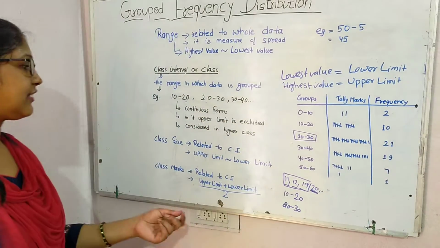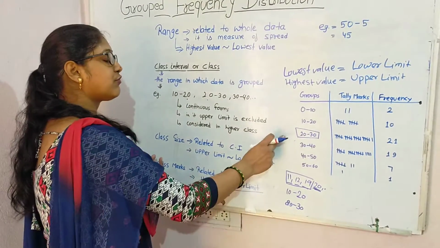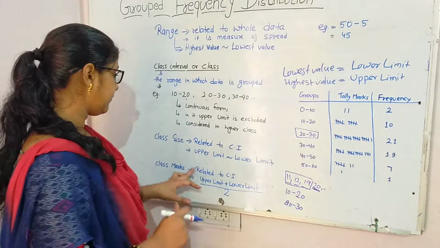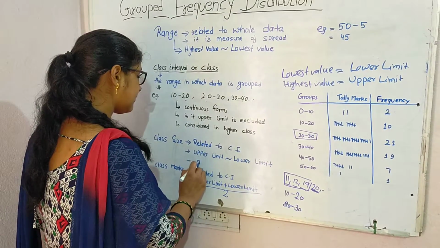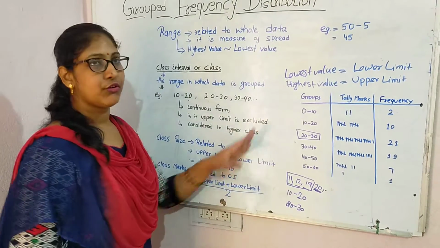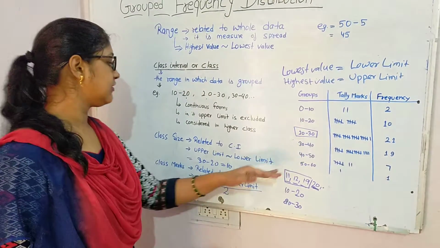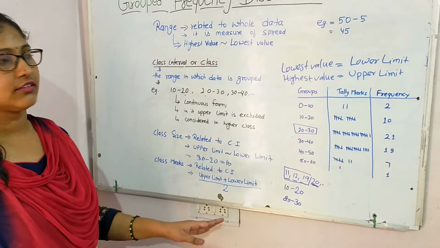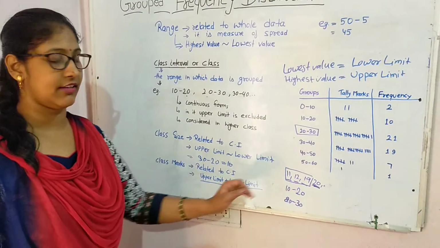When we differentiate them, we get the class size. So for class interval 20 to 30, our class size is 30 minus 20 is equal to 10. For each class interval, we can calculate separate class size, but most of the time we consider same class size.